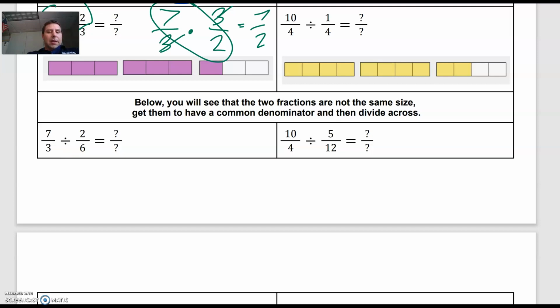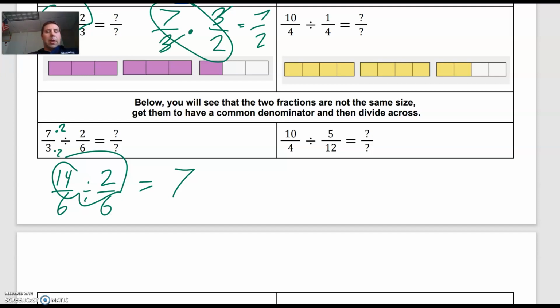Well, to get 3 to be 6, I can multiply that by 2. That means I have to scale the other one up by 2. So this is now 14 over 6 divided by 2 over 6. Since they're the same size now, 14 divided by 2 is 7. And I'm done.